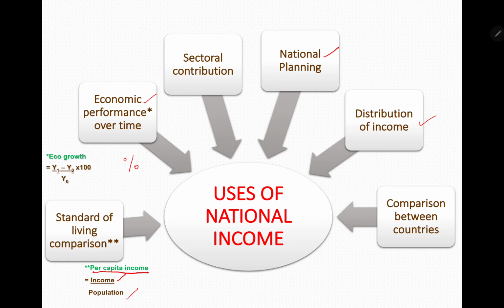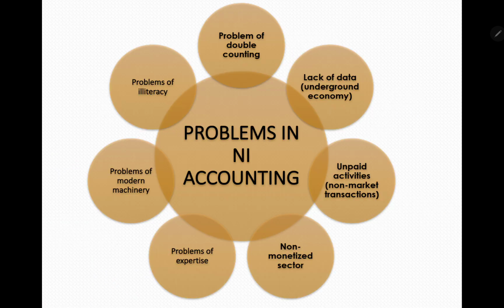And finally, this national income data can be used to do comparison with other countries, whether your country performs better or not with other countries. And finally, the problems in national income accounting. There are few problems that can occur or can arise in the calculation of the national income accounting. Among them is the problem of double counting, and this happens when we calculate both final goods and intermediate goods. So it leads to the double counting problem.